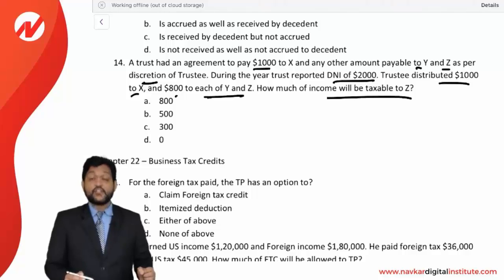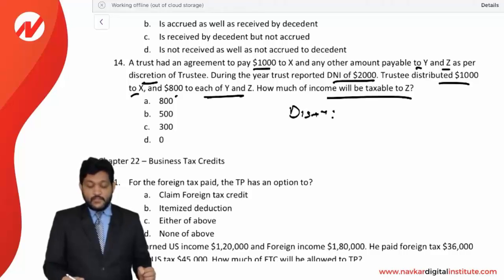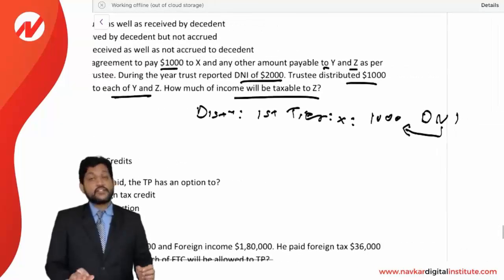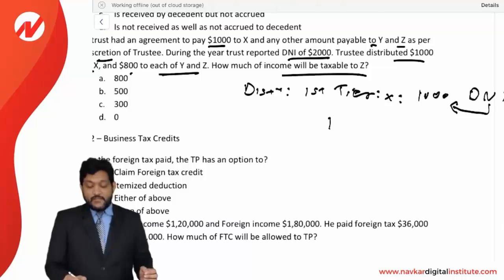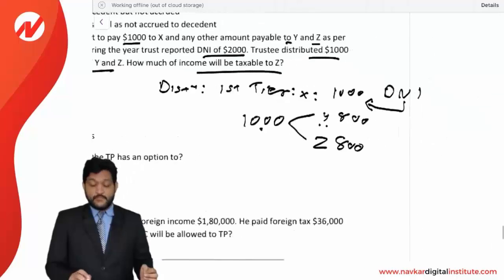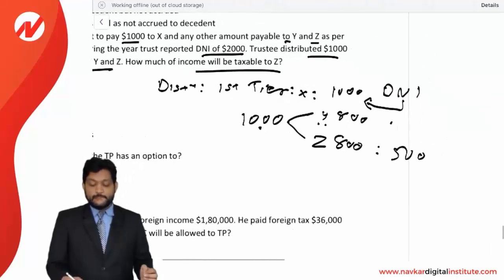Now, what you need to consider, these are complex trusts actually, and the distribution will be first tier and second tier. The first distribution is to X, which is 1000, and this will be considered out of DNI. So DNI will first be allocated to this distribution. Total DNI is 2000, out of that 1000 DNI has been passed on to X. The remaining DNI of 1000 will be allocated between Y and Z proportionately. The distribution has been 800 and 800, so you need to make this a ratio, which means equal. So 1000 will be distributed equally to both of them, so it is going to be 500, 500.